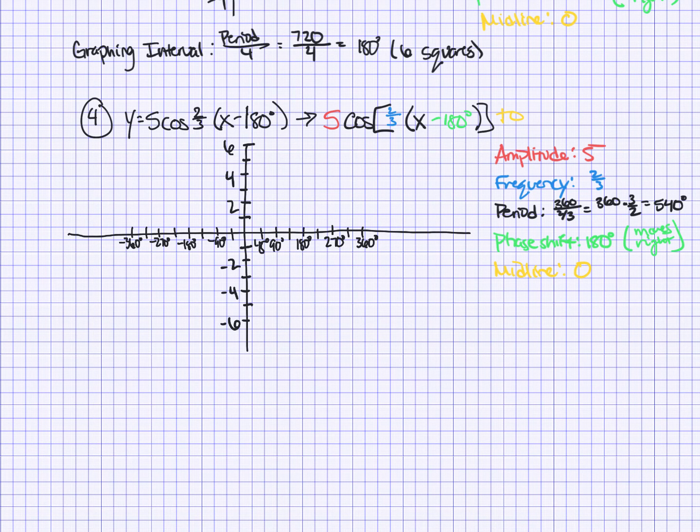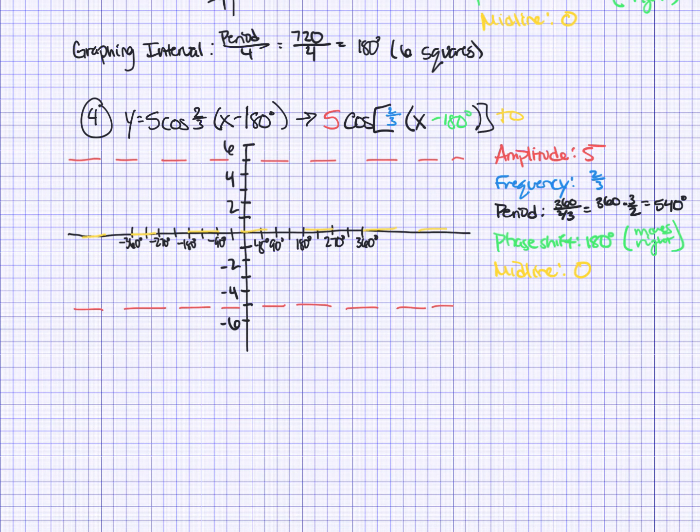Now let's put in where our midline and our amplitude will go. So our midline is at 0, and our amplitude is 5 up from that. So we'll do a dashed red line at 5. It'll be 5 down from that, so we'll do a dashed red line at -5. So I know that all of our points should be on these dashed lines. I've dealt with my midline and amplitude. So let's look at our phase shift.